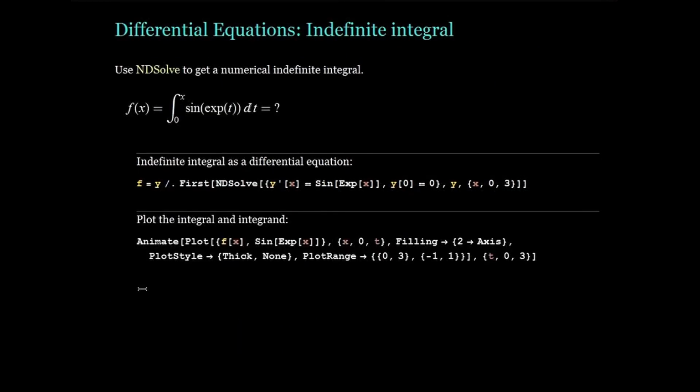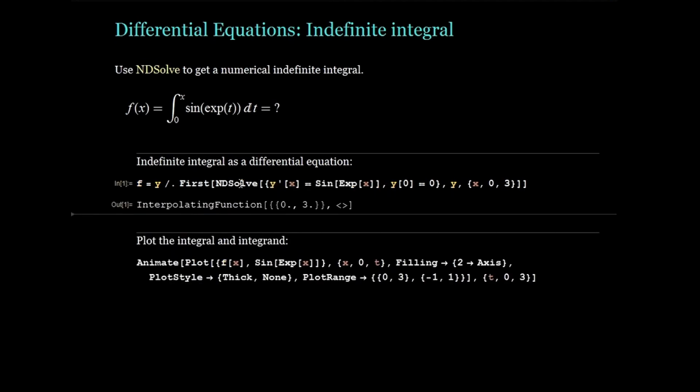A useful special application of NDSolve is to obtain a numerical indefinite integral or antiderivative function. In this case, we want to obtain an approximate function that is the integral of sine of x over x. This is equivalent to f satisfying this differential equation, which we can solve with NDSolve. We then have the indefinite integral as an interpolating function. Here's an animation of f together with the integrand sine of x over x.